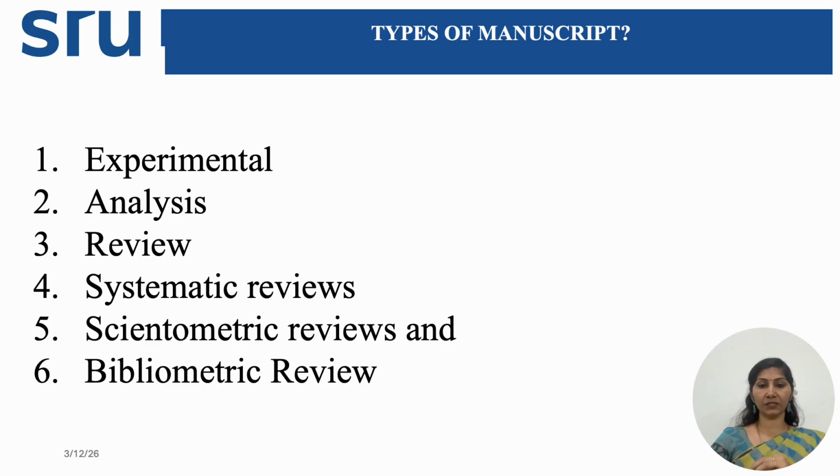Next one is a systematic review. In the systematic review you will be going for a complete analysis of the paper. Next, the scientometric review is completely different.